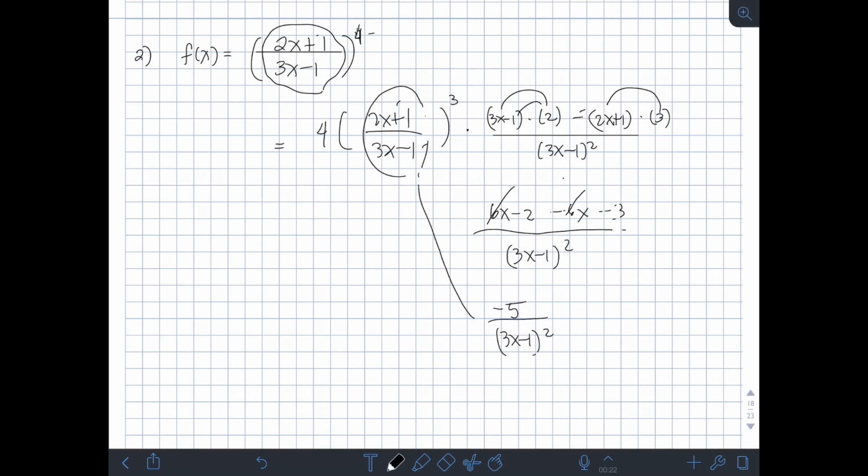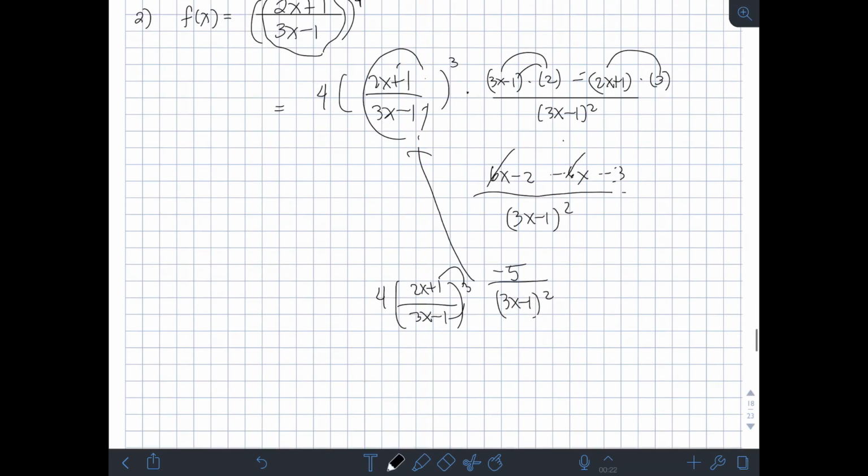So, therefore, it's multiplied here, right? So you have 4 times 2x plus 1 over 3x minus 1 cubed. So, let's distribute this exponent. So, I'll multiply this now. 4 times negative 5 is negative 20 times 2x plus 1 quantity cubed over 3x minus 1 quantity cubed. Distribute the exponent. Then, here, we have 1 over 3x minus 1 squared still, right?